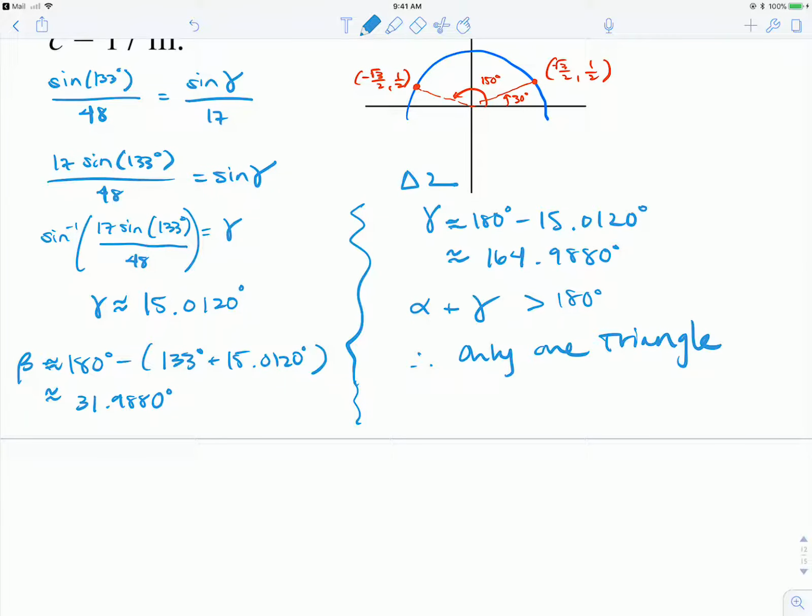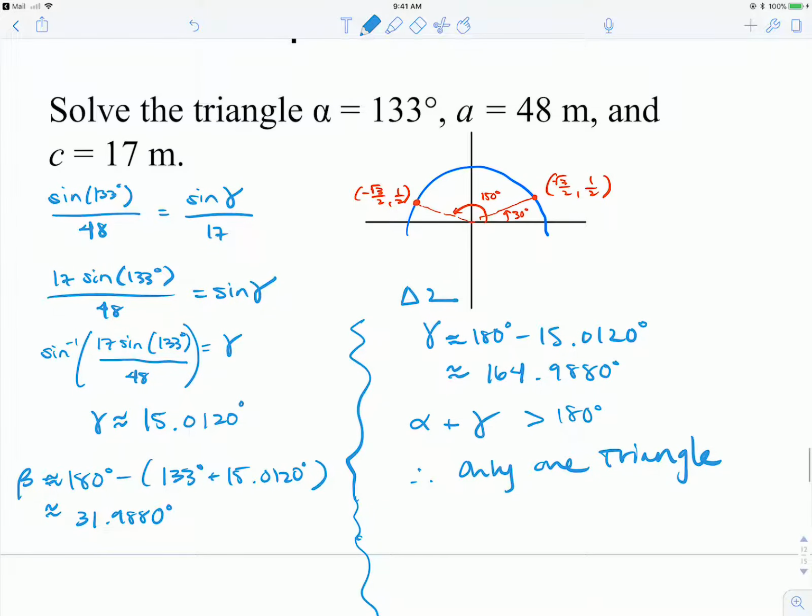Okay, so you get 31.9880 for beta. And I usually label these, like if I'm testing for a second triangle, I label this as gamma sub 1 and this is gamma sub 2. But there is no second triangle, so we don't really need to in this case.